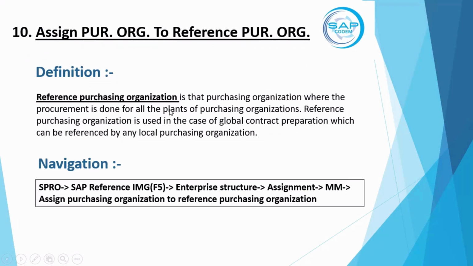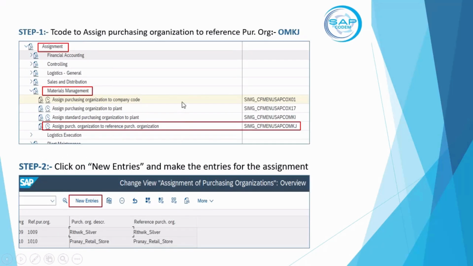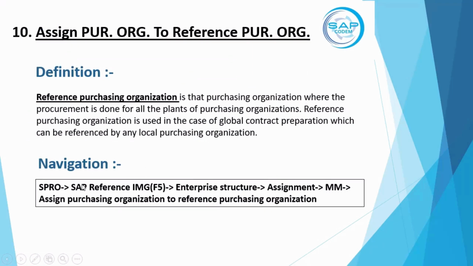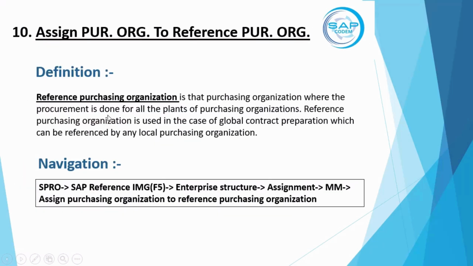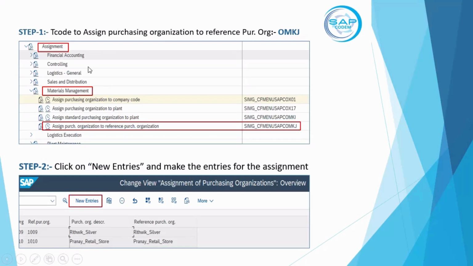Now assign the purchasing organization to the reference purchasing organization. Follow two ways. Here you can follow SPRO, or you can follow OMKJ. This is the T code. We are following the SPRO pattern in this presentation.